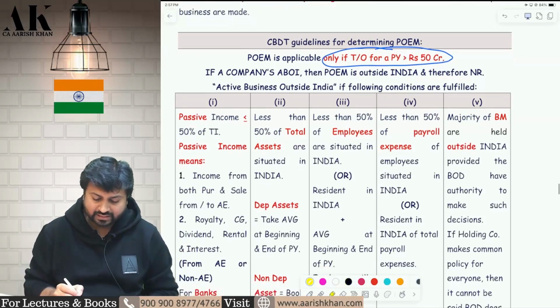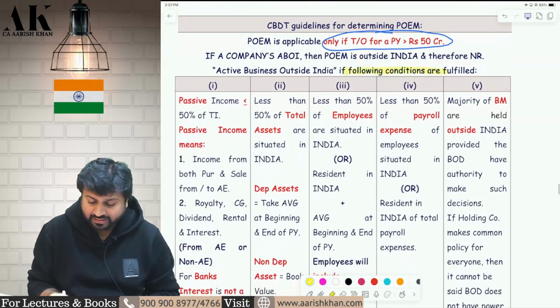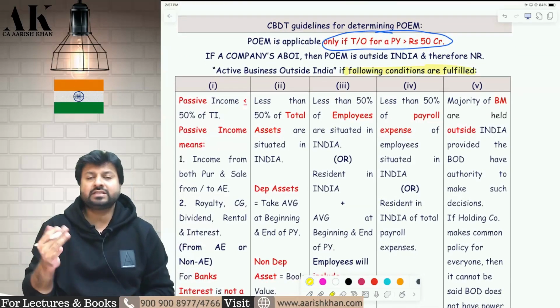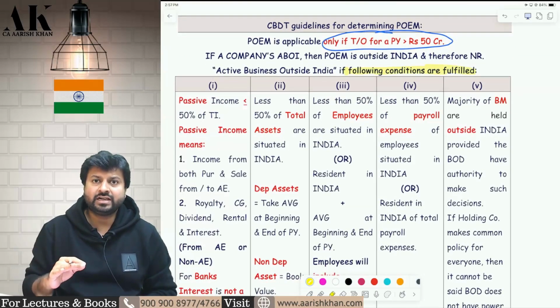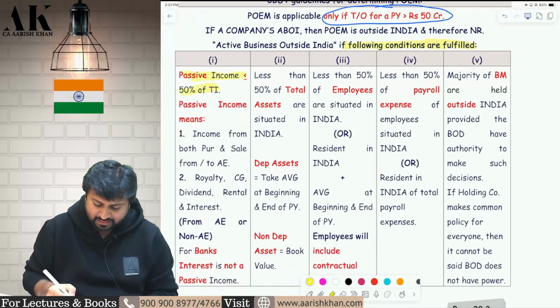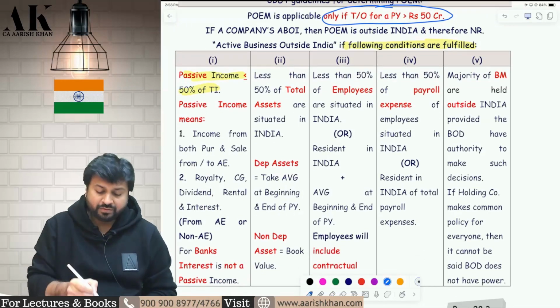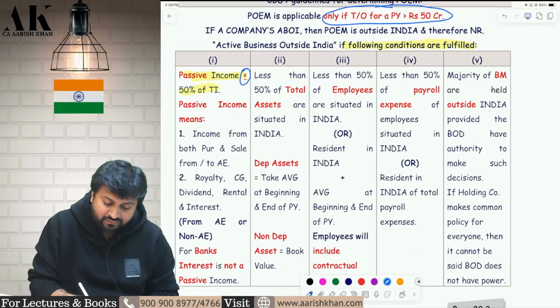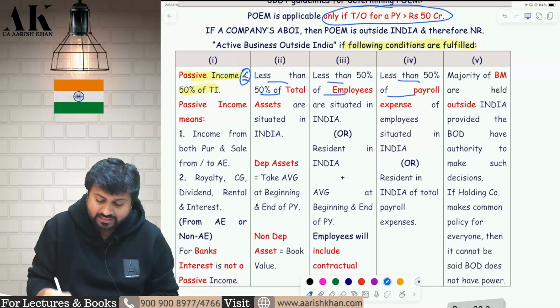Therefore, what is the first condition? If all the following conditions are fulfilled, then your active business is outside India, your POEM is outside India, and you are a non-resident. First, your passive income should be less than or equal to 50% of total income. Now you need to be very careful. In the first condition, they are using the words less than or equal, but in the next 3 conditions, they are using the words less than 50%.